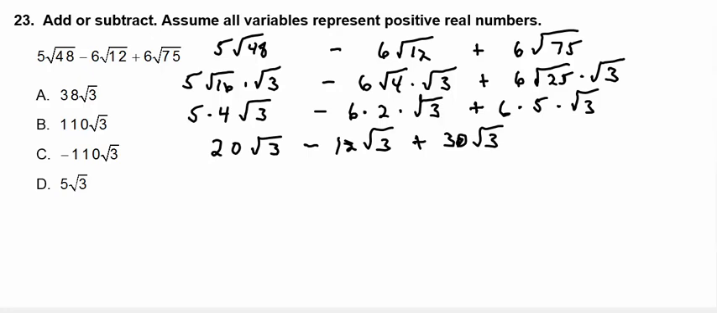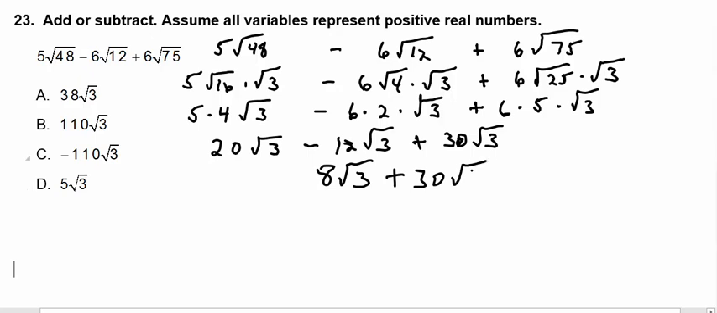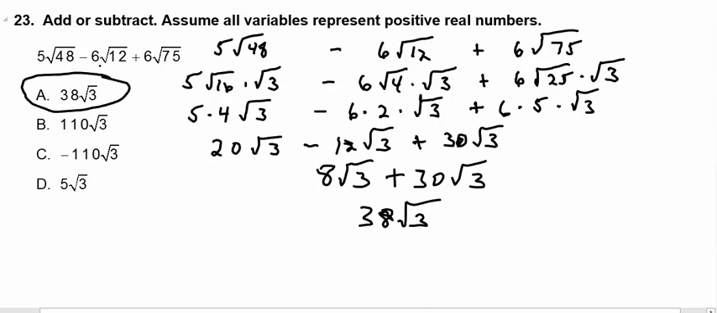We're now going to combine our like terms. Since each of these have a radicand that's 3, we're going to combine our coefficients as we move from left to right. So 20 square roots of 3 minus 12 square roots of 3 would give us 8 square roots of 3. And 8 square roots of 3 plus 30 square roots of 3 give us 38 square roots of 3. So our answer would be 38 times the square root of 3.